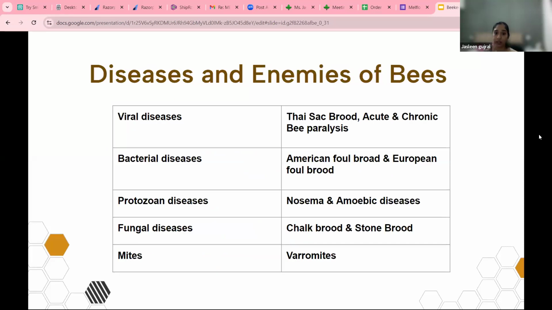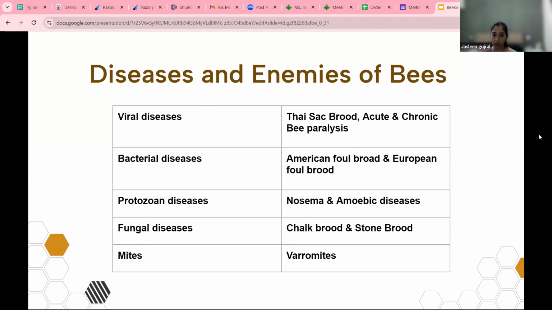Now, these are the enemies and diseases of the bees. We have basically 5 types of diseases: viral, bacterial, protozoan, fungal, and mites. In viral, we have thai sac brood. In bacterial, we have American and European foulbrood. In protozoan, we have Nosema and Amoebic. In fungal, chalk brood and stone brood. And in mites, we have varroa mite.